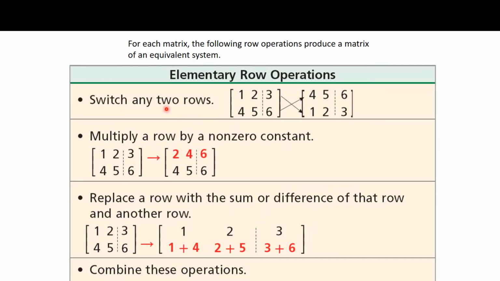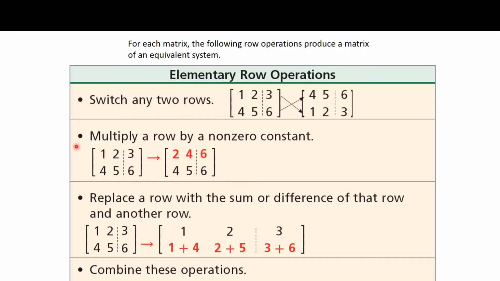So here are some things that you can do with each of your matrices. The first thing you can do is switch any two rows, because really all this tells you is that 1x plus 2y is equal to 3, or 4x plus 5y is equal to 6. We can just switch these to say 4x plus 5y equals 6, and 1x plus 2y equals 3. It doesn't matter which order those are in.